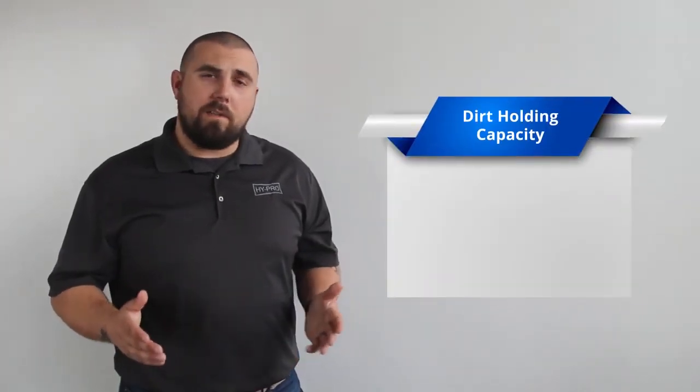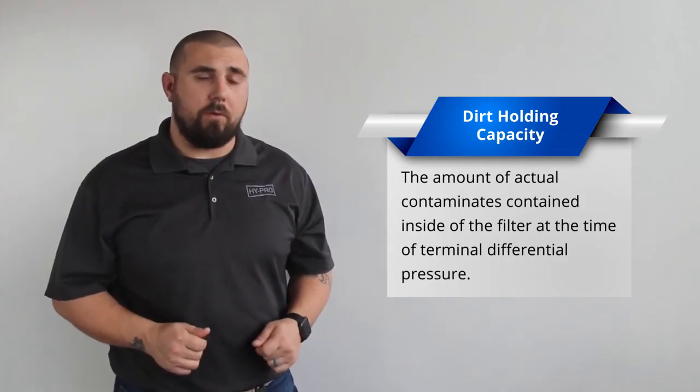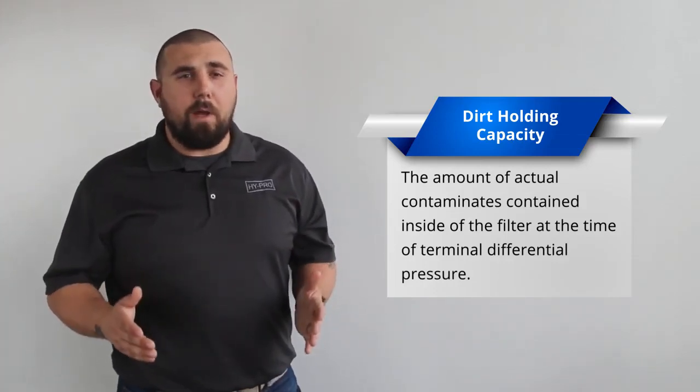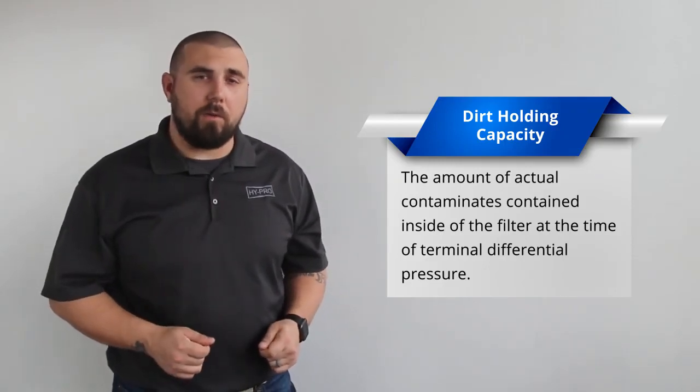Dirt holding capacity is defined as the amount of actual contaminants contained inside of the filter at the time of terminal differential pressure. There are a number of ways that this result is derived and differs from one test to another. We will discuss this further in our next video.